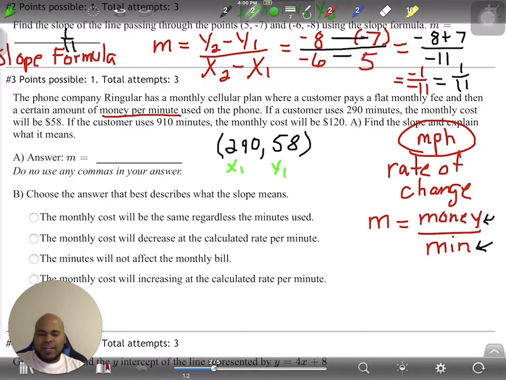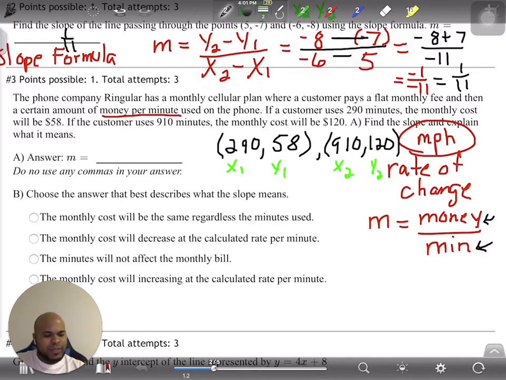I hope that you could create the second point before I do it. It says if a customer uses 910 minutes, the monthly cost will be $120. So here's my second point. My second point says that if I use 910 minutes, then my cost is going to be $120. That's my second point, and I'm going to label it x2, y2. With this, then you could plug these numbers into the slope formula.